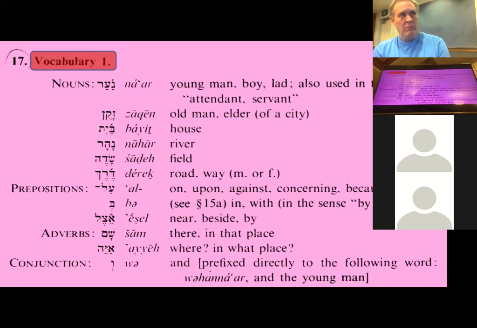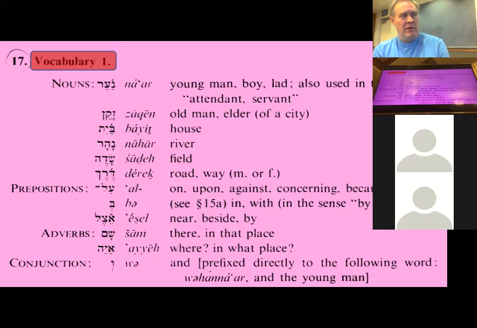At the beginning of a word, if you put the letter Bet, that refers to in or with or by means of. That's ba. Near, beside, or by is etzel. Adverbs: there or in that place was sham. And where or in what place is the word ayeh.